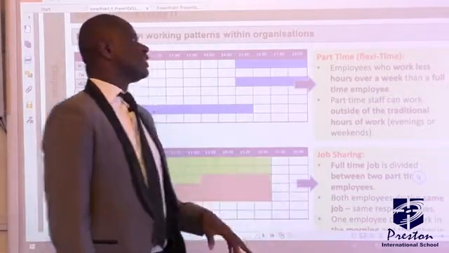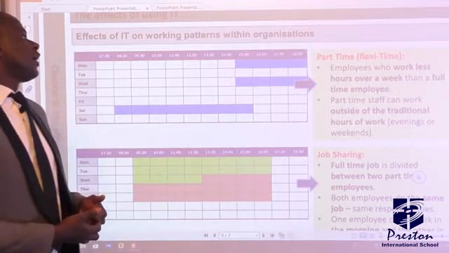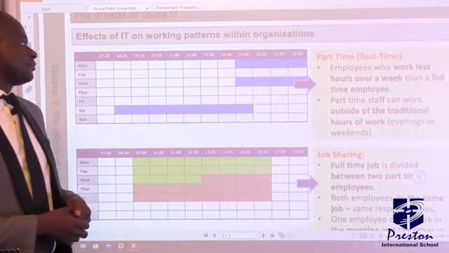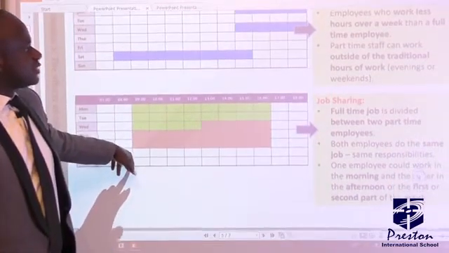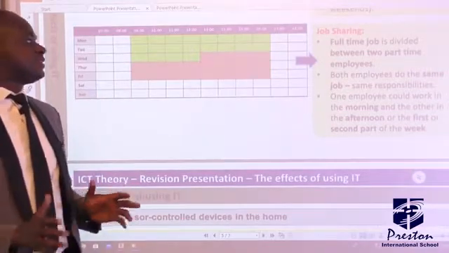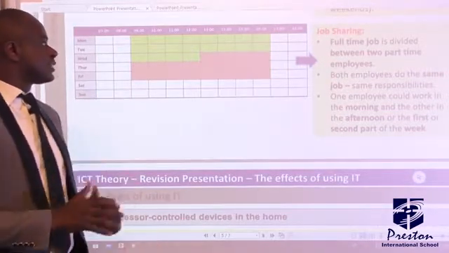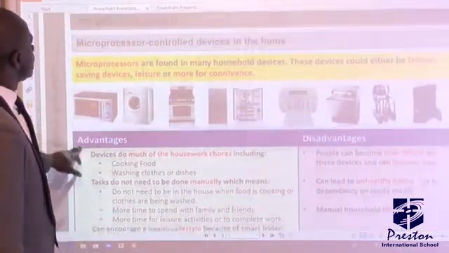Okay, and we have the part-time too. The part-time is flexi-time. Employees work fewer hours over a week than a full-timer. Part-time can work outside of the traditional hours of work. We have job sharing too. The full-time job is divided between 2 people, so it's almost like working in shifts.